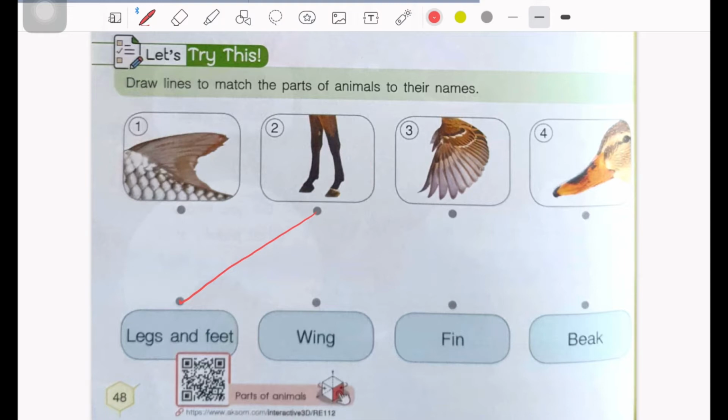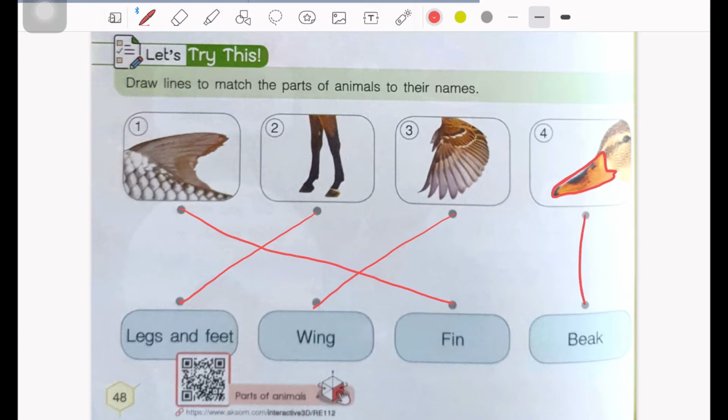And item 3 is wing, like a bird uses wings to fly. And the first one, fish, it is fin. The last one, beak. This part of a duck is a beak.